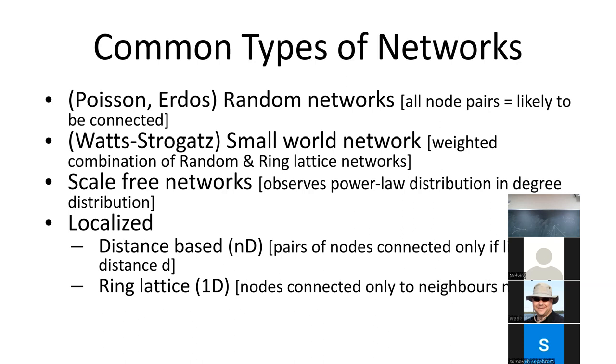And then there's this thing called the distance-based network, in general in multiple dimensions, but most commonly used in two dimensions. And here, two nodes are connected if and only if they lie within a certain distance of each other, right? Only if they're close are they connected. That's also very constrained.